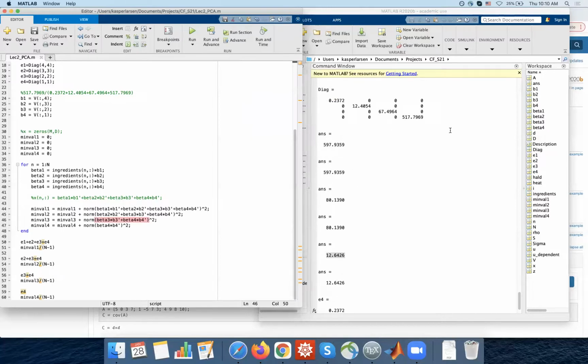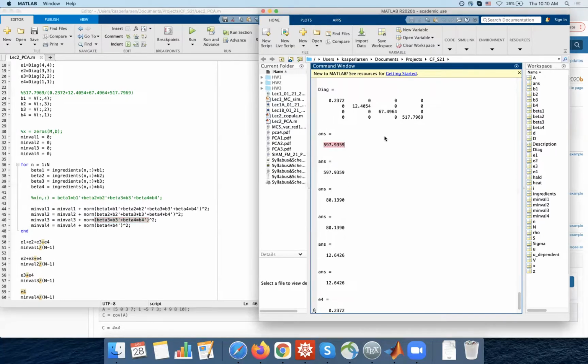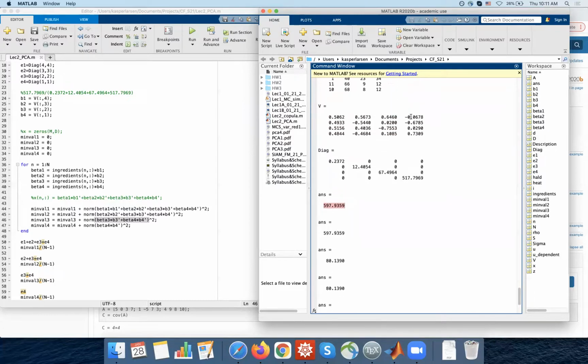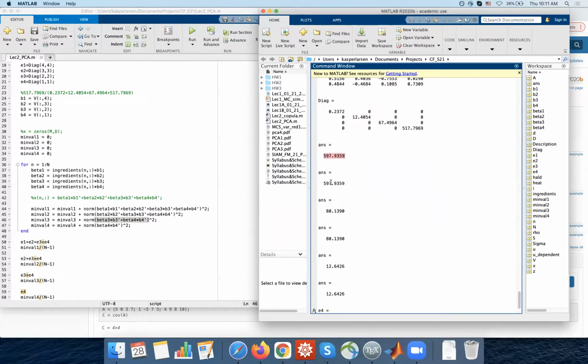So the overall error is the sum of all the eigenvalues, and that's the overall error that I have, and by projecting onto the one-dimensional subspace with the highest eigenvalue, you can see the drop goes from 597 down to 80. 80 being the sum of the lowest three. So just by picking this eigenvector with the largest eigenvalue, I can dramatically reduce the error. Right? It goes down by 517.8.